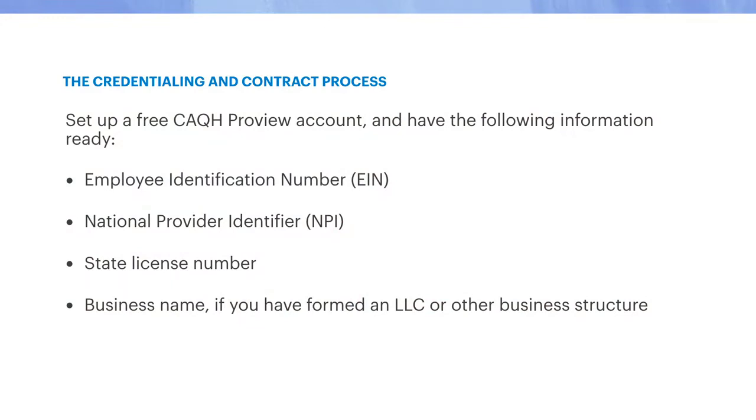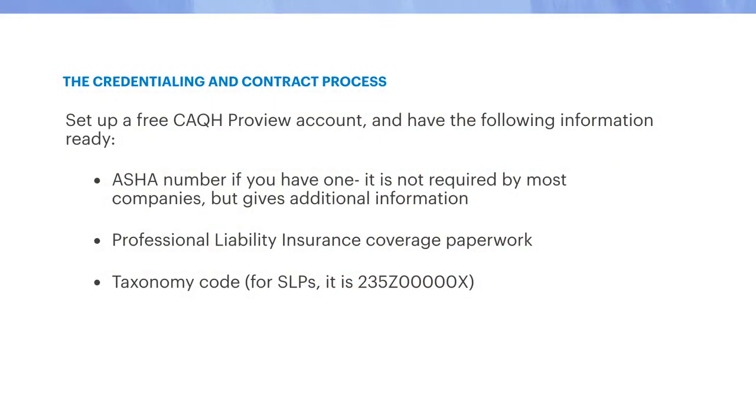You send in a resume, which for you is on what's called CAQH ProView. When you set up your CAQH ProView account, you'll need some basic information about your business. You'll need your business name, obviously. You'll need your name, your ASHA number, your state license number, your EIN. That's basically your social security number, but it's for your business because you don't want to be sending your social security number to everyone. You can apply for that via the IRS and it's free and takes about 5 minutes. You'll also need your NPI, your National Provider Identifier, and the information about your professional liability insurance.